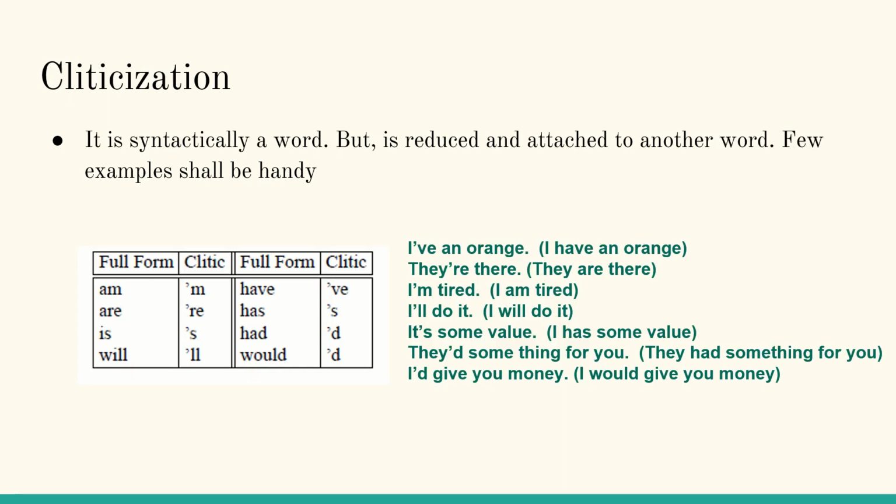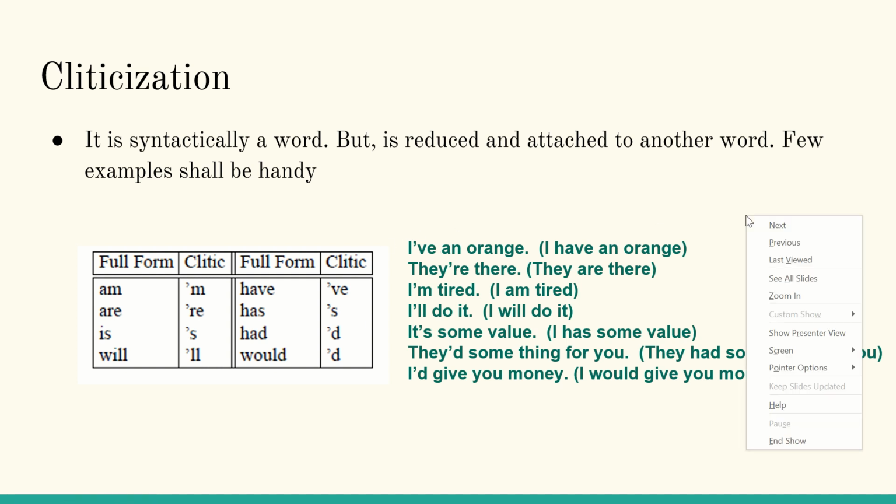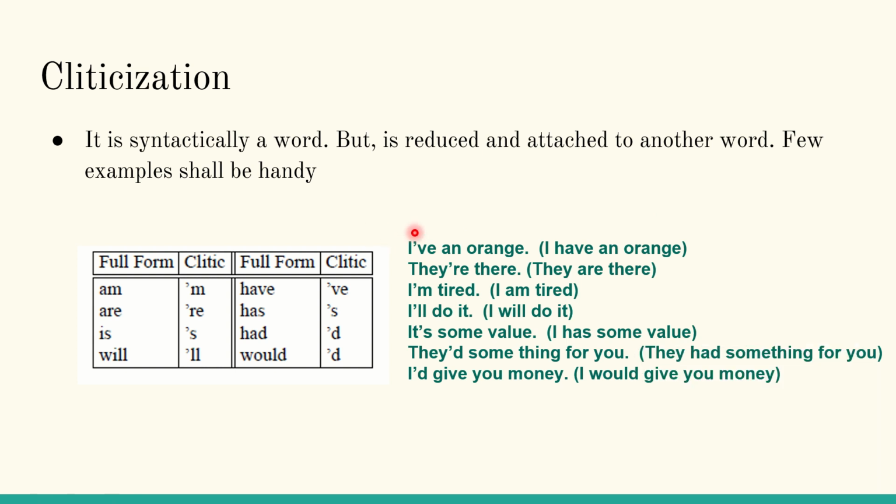The next one is very important. We have been using this actually quite frequently. Am can be represented by apostrophe M. You can see that here. This M is representing a clitic for am. This RE is representing a clitic for ARE. So I have got an example here. I have an orange can be represented as I apostrophe VE and orange. This conveys I have an orange.